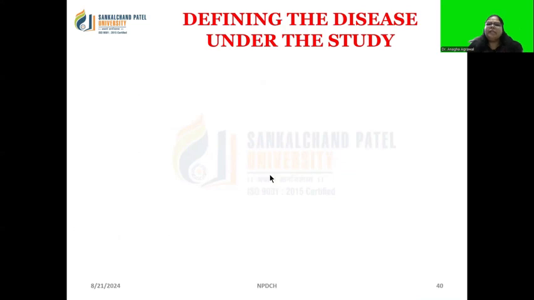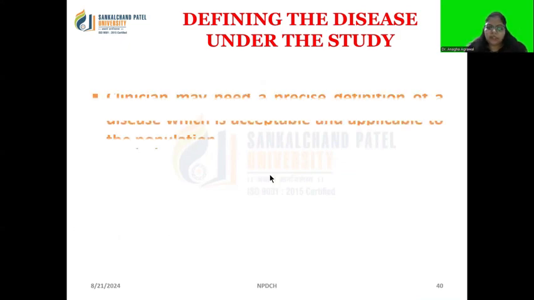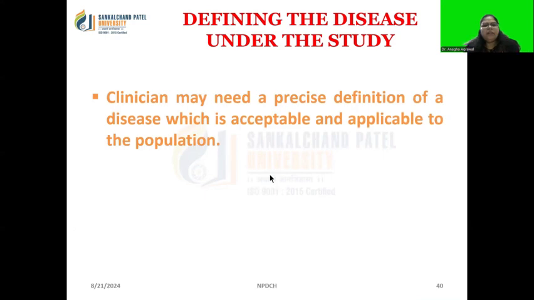Then the second step is defining the disease under study, whatever disease you want to study. So we've taken again the example of nursing bottle caries. So that is our definition. The clinician may need a precise definition of disease which is acceptable and applicable for the population.